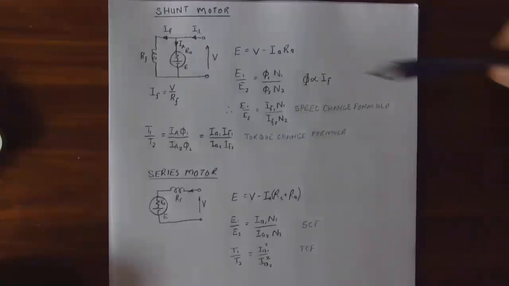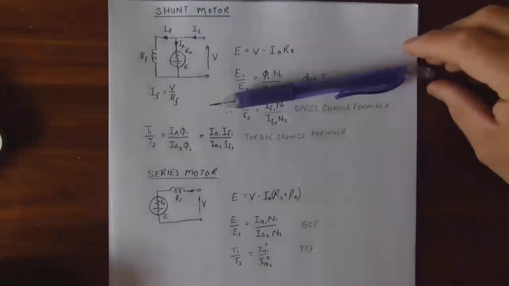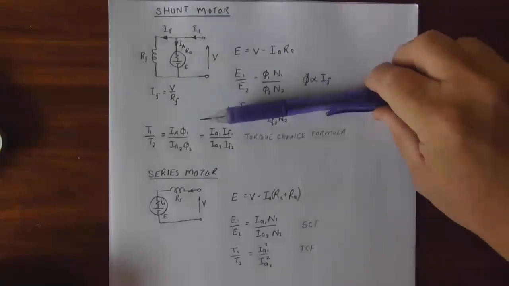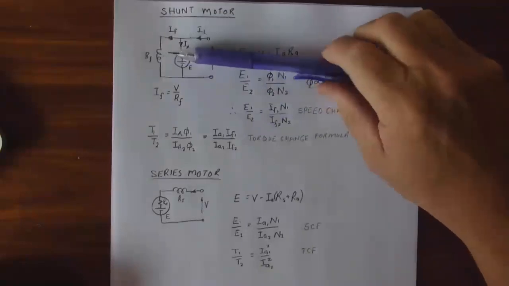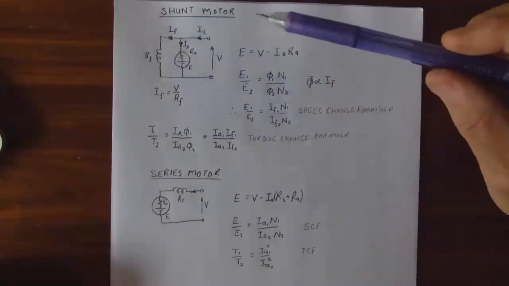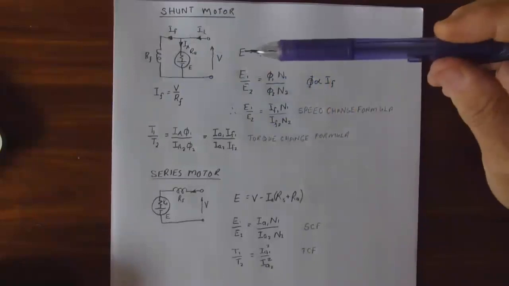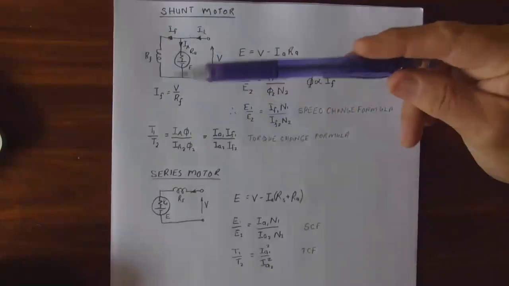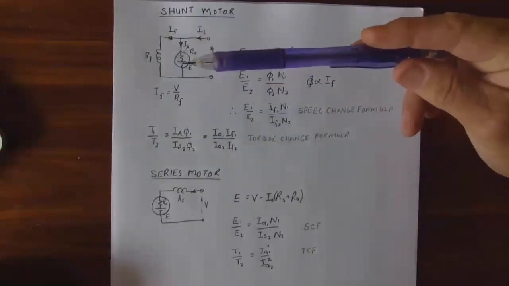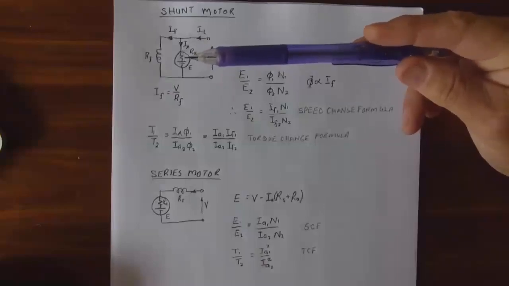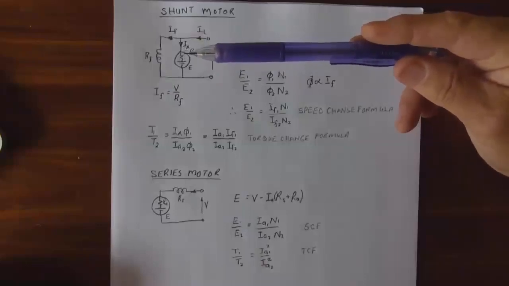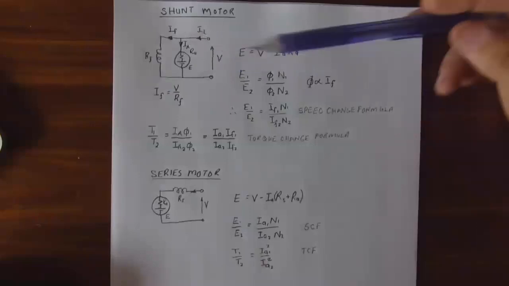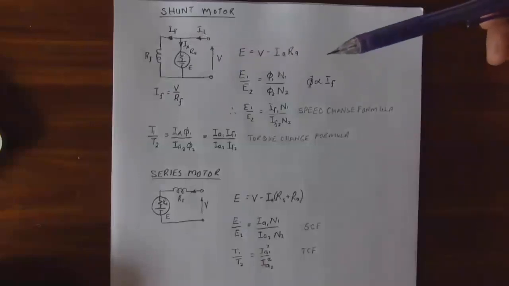Now, to be able to change the speed, we can put a resistance in series with the field to reduce the current in the field. And therefore, the machine will start running faster to attain equilibrium. So if we want to change the speed to lower than base speed, we can put a resistance in series with the armature.